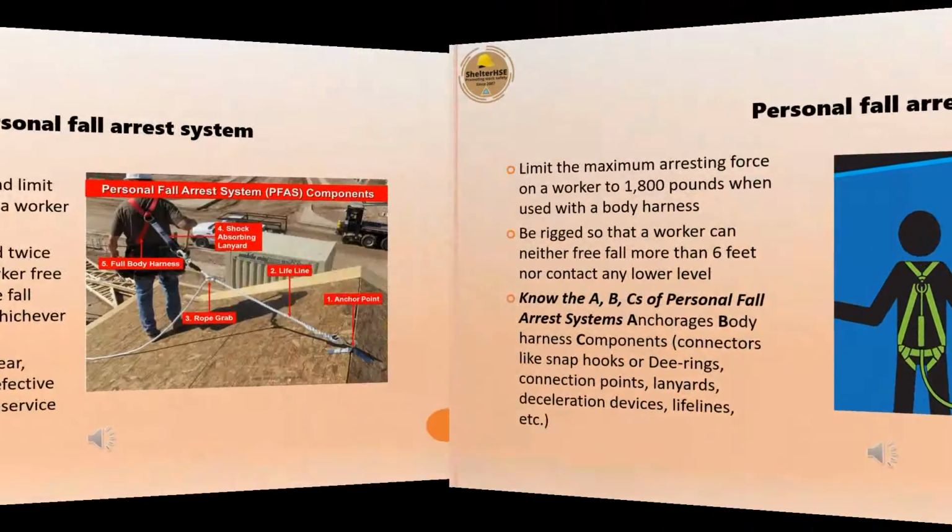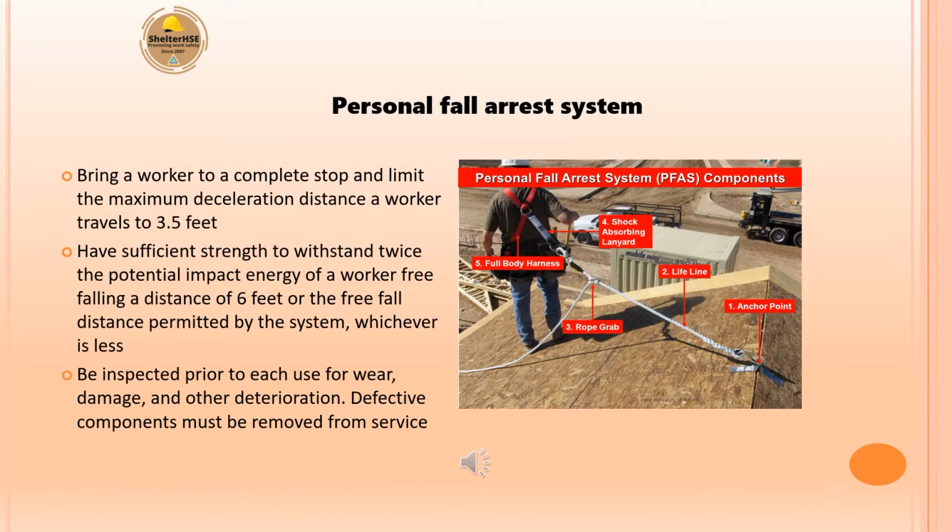Bring a worker to a complete stop and limit the maximum deceleration distance a worker travels to 3.5 feet. Have sufficient strength to withstand twice the potential impact energy of a worker free falling a distance of 6 feet or the free fall distance permitted by the system, whichever is less. Be inspected prior to each use for wear, damage, and other deterioration. Defective components must be removed from service.